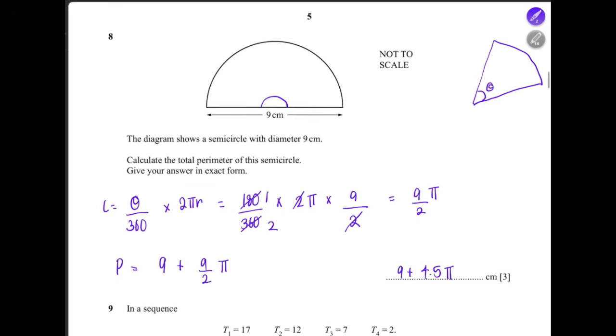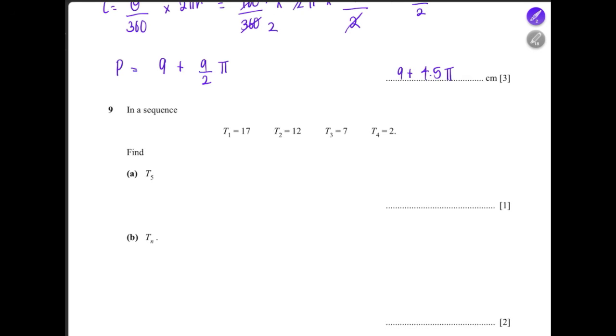That's your final answer. Okay, now you have a sequence where T1 is 17, T2 is 12, T3 is 7, and T4 is 2. So the number is reducing by how much? Let's find out. This is minus 5, and then T2 to T3 is again minus 5, and then again minus 5. So what is going to be T5? You have to subtract again. T5 is basically 2 minus 5, and that is going to be negative 3.